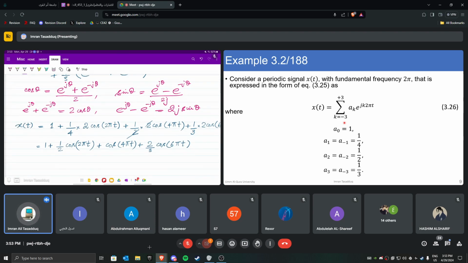Now you can see that we have converted our signal into a summation of 1, 2, 3, and 4 sinusoidal signals. The frequency of the first signal is 0. The frequency of the second signal is 2 pi. The frequency of the third signal is 4 pi. And the frequency of the fourth signal is 6 pi.